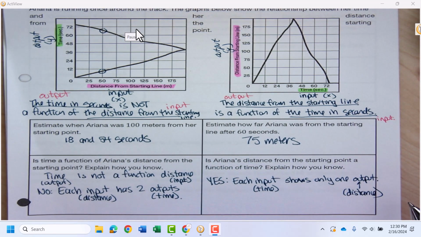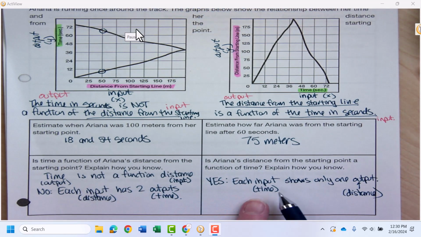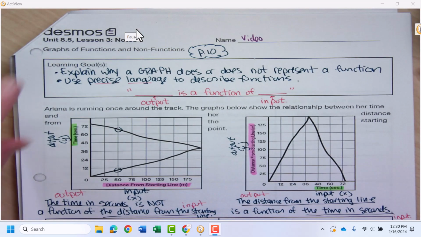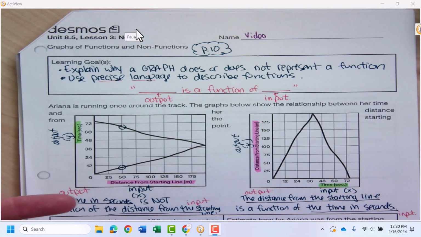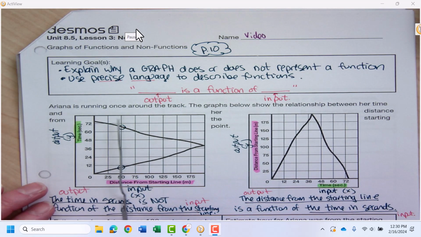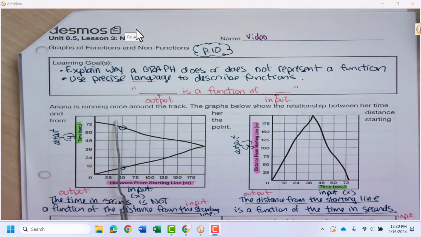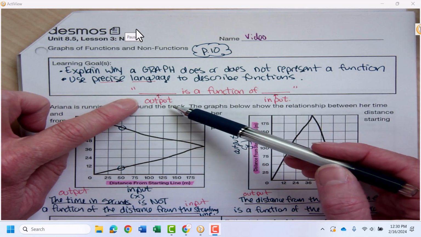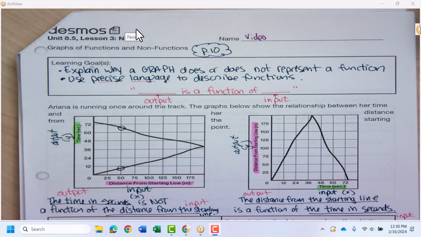So we're seeing that same description of functions again and again and again. Each input can only have one output. If I have an input with more than one output, then it's not a function. If I have an input that can only have one output, then it is a function. So we should be able to look at a graph and tell right away if it's a function by looking to see if the x values hit two y values at once. And we should be able to use this language to describe functions, starting with the output being a function of the input. Good luck on your homework tonight.